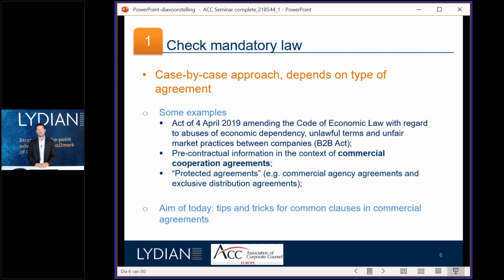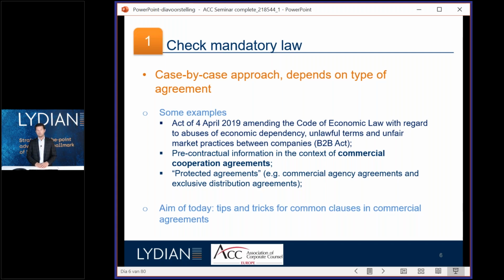I refer to a typical Belgian act, the B2B Act, which will enter into force at the latest on the 1st of December of this year. And this provides for unlawful terms and unfair market practices and a sort of gray list of clauses which cannot be included in any agreement. So we have to check that. It can also be on a European level, in all other countries, that you have to check whether this is not applicable to your agreement.